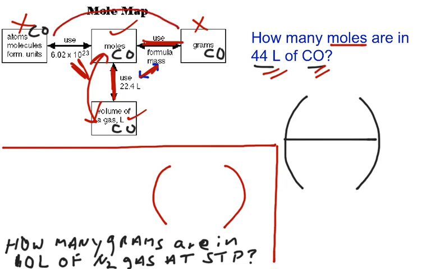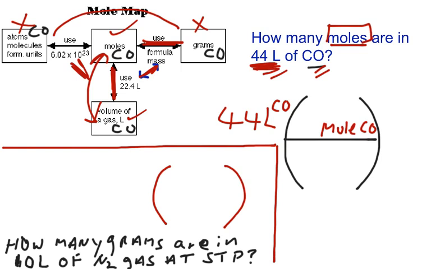So what I'm trying to say is this. We can set up a ratio between what we're looking for and liters. What we're given, folks, is 44 liters. And where does that go? Yes, that goes on the outside. We're going to put 44 liters of CO on the outside. What are we trying to find in this problem? We are trying to find moles, right? So we're going to put moles of CO on the top. Anything we're looking for goes on the top, all right?